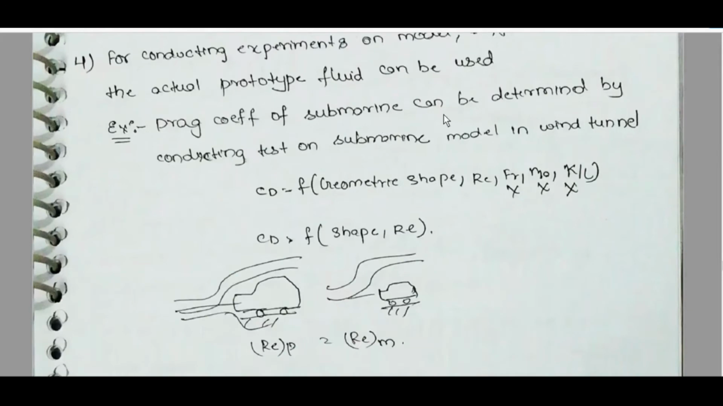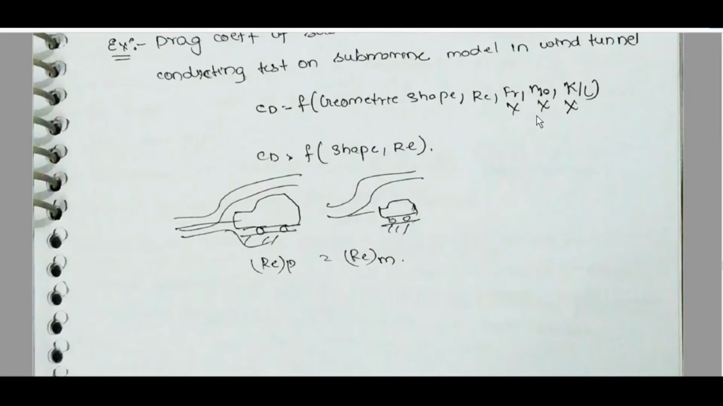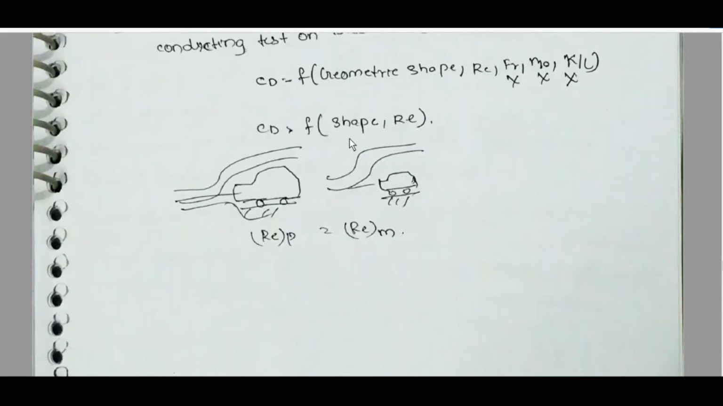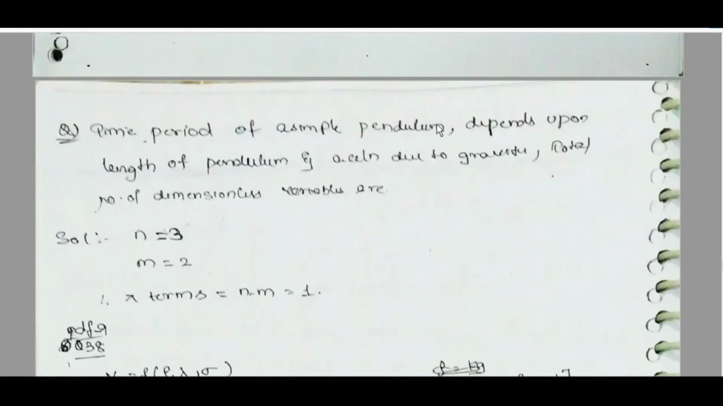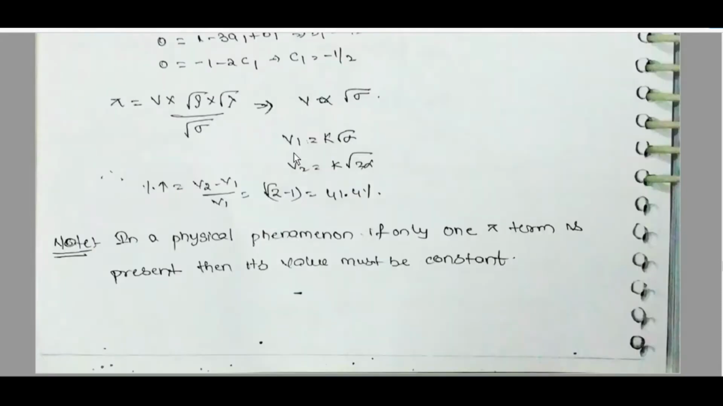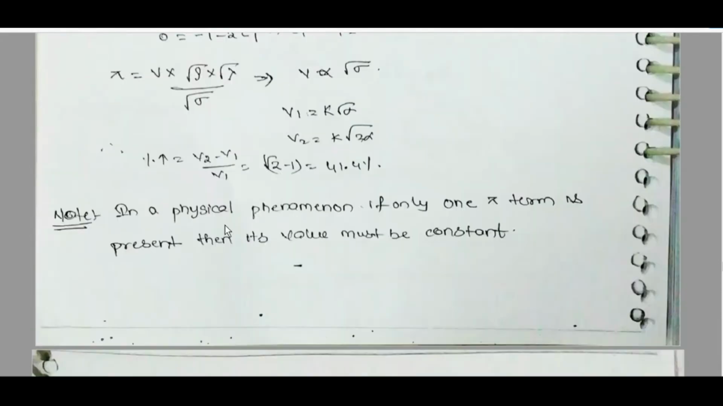Example: the drag coefficient of a submarine can be determined by conducting a test on a submarine model in a wind tunnel. CD is equal to f of geometric shape, Re, Fr, Ma, K by L. These are not required. CD is equal to f of shape, Re. Okay. In a physical phenomenon, if only one pi term is present, then its value must be constant.